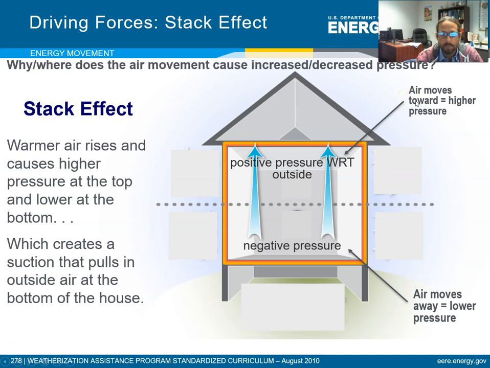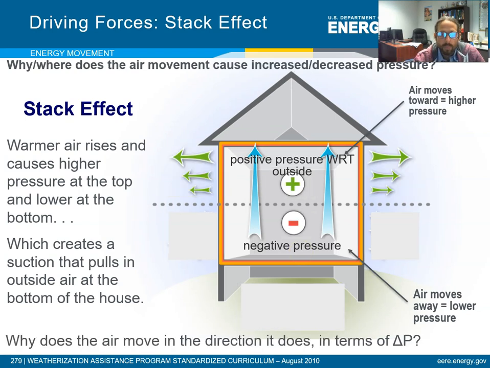And at the same time, since the air is moving away from the lower part of the house or lower part of the building, you create negative pressure there, or you lower the pressure. Okay? So once the stack effect gets going, the heater kicks on, it's on for a little bit. What happens is you end up with this high pressure zone toward the top and a low pressure zone toward the bottom with respect to the outside of the building.